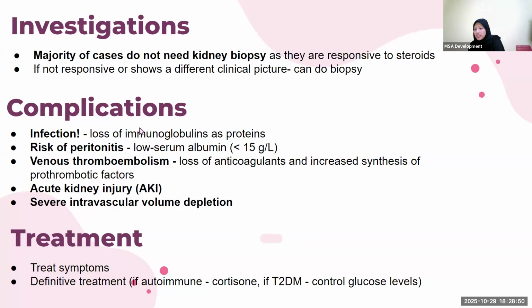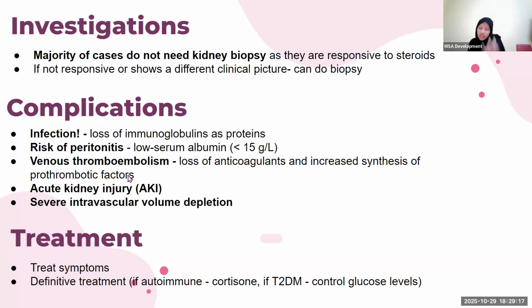Some of the complications of nephrotic syndrome, which is important, the number one thing is infection, because you are losing immunoglobulins or proteins in the urine. So the body would be at risk of infections, including peritonitis, which is infection of the peritoneal cavity. And again, you are severely losing fluids or volume, right? So that's another thing.